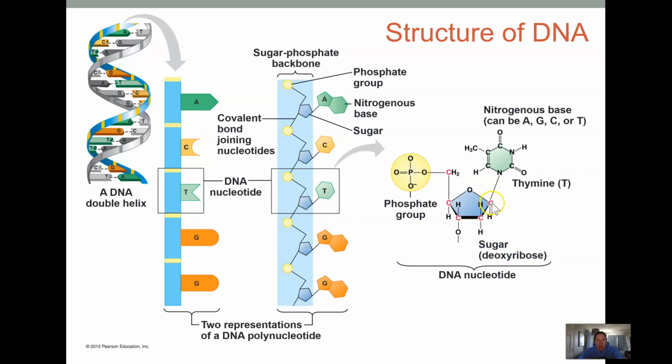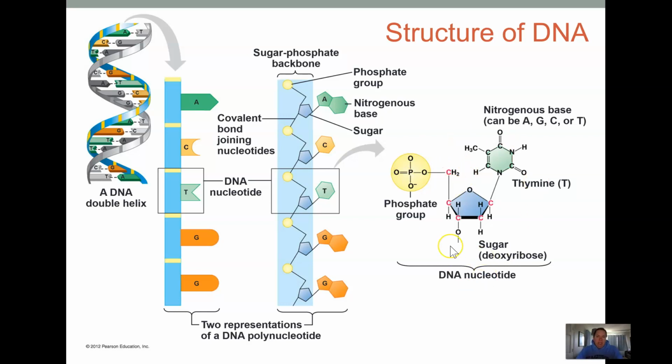Let's count them. 1 carbon here, 2, 3, 4, and 5. And something that I want to point out here that will become important later is that our nitrogenous base is connected to this first carbon. We're going to call this carbon number 1. And as we work around carbon number 2, 3, 4, and 5, our phosphate group is always going to be connected to that 5th carbon, that carbon number 5 over here.